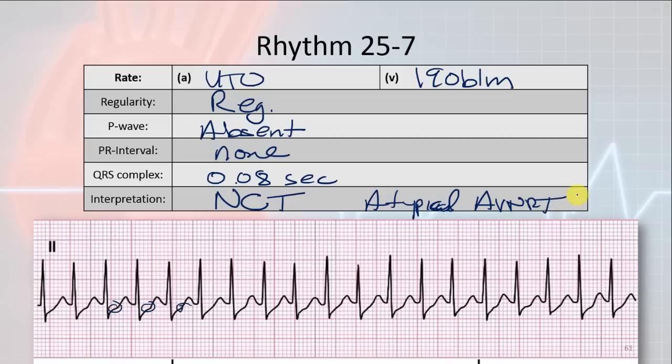How could you identify that? Well, do a 12 lead. You can also convert the rhythm to a normal sinus rhythm. If you convert this to a normal sinus rhythm and that extra little bump right there goes away, then you know that that was a P wave and you can call it atypical AVNRT.